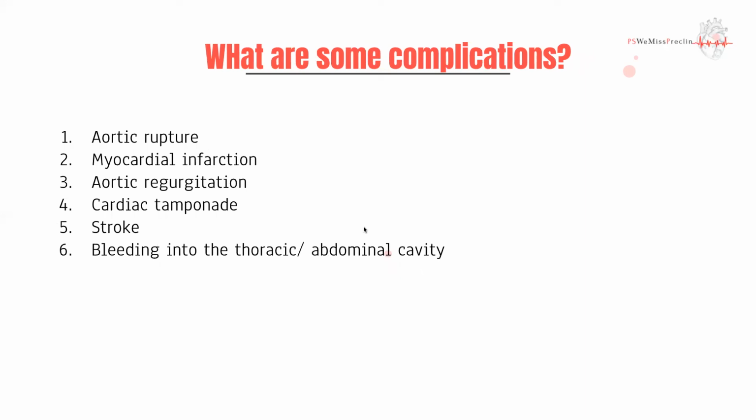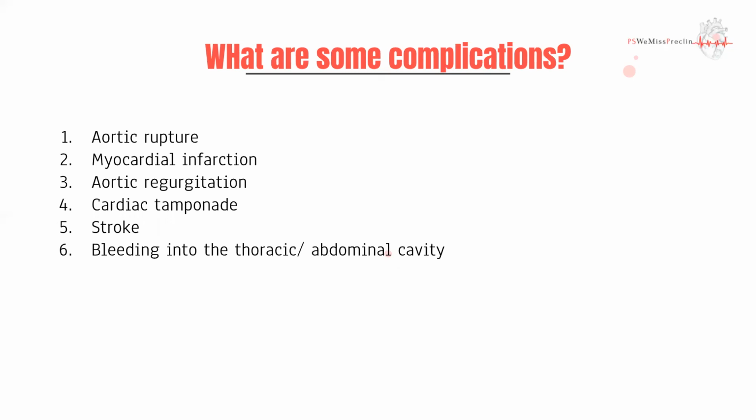Some important complications to be aware of. Obviously, they might have a rupture because we have a situation where there's blood in this false lumen. Obviously, that's not a lumen that's meant to contain blood, which means it's going to be much weaker and more prone to ruptures. You can also have myocardial infarctions.